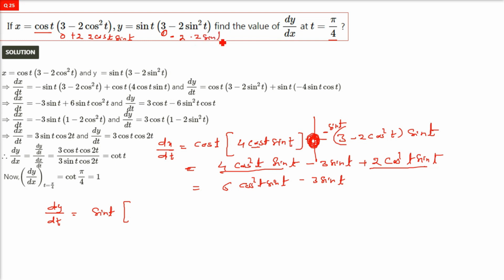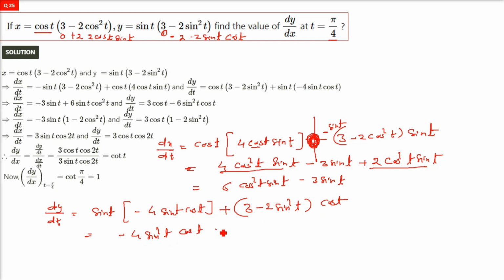So now, the derivative of sin t is cos t, so I'm writing minus 4 sin t cos t, and then we have, I'm just rechecking it, 3 minus 2 sin squared t, and then we differentiate sin t. So 3 minus 2 sin squared t stays, and the differentiation of sin t is cos t. Okay, let us open. Minus 4 sin squared t cos t, plus 3 cos t, minus 2 sin squared t cos t.